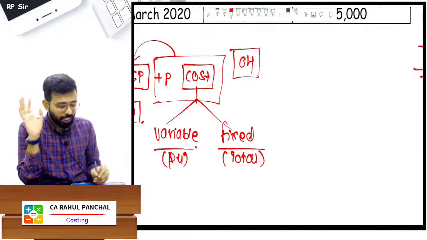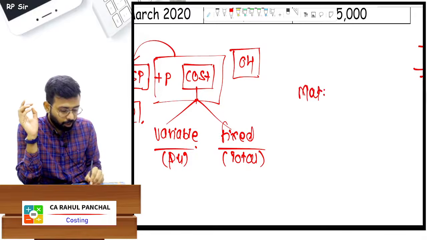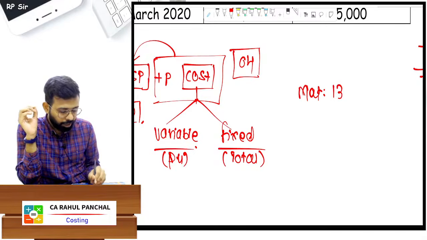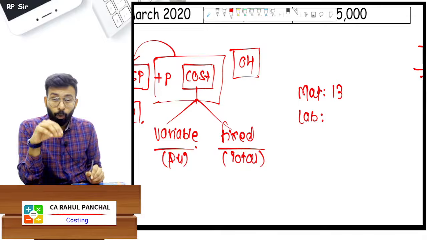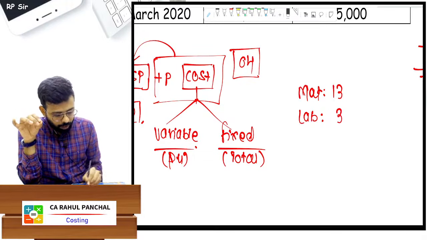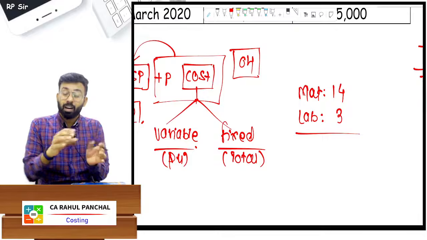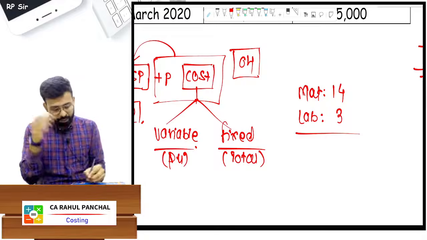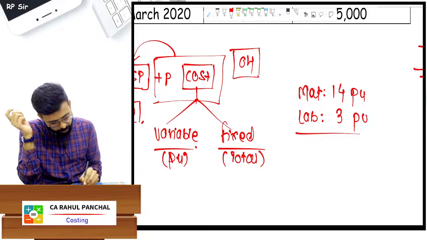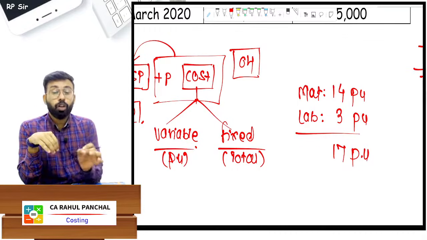Now let us say you have a sandwich business. To manufacture a sandwich, you require material of, let us say, 13 rupees. You require labor. You have appointed one labor. You pay him, let us say, 3 rupees per unit. You know what all things are required to make a sandwich. Let us take the example. In totality, the cost is 17 rupees per sandwich, that is per unit. Okay, is this the only cost which I will incur?